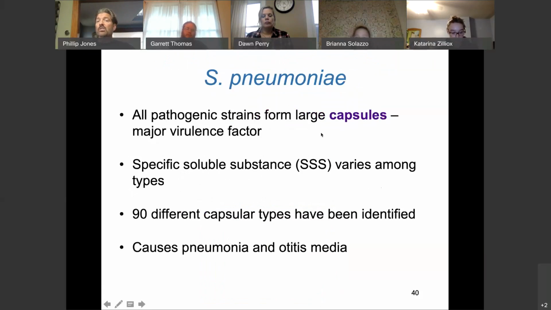So this produces large capsules. It's the most virulent factor. And once again, we have that specific soluble protein. It's a great big thick capsule.